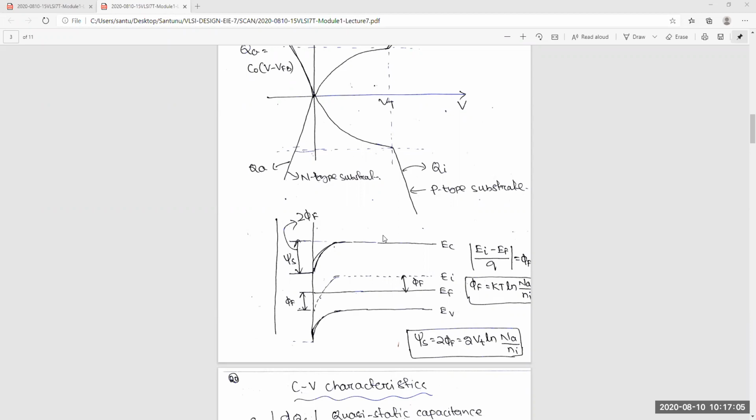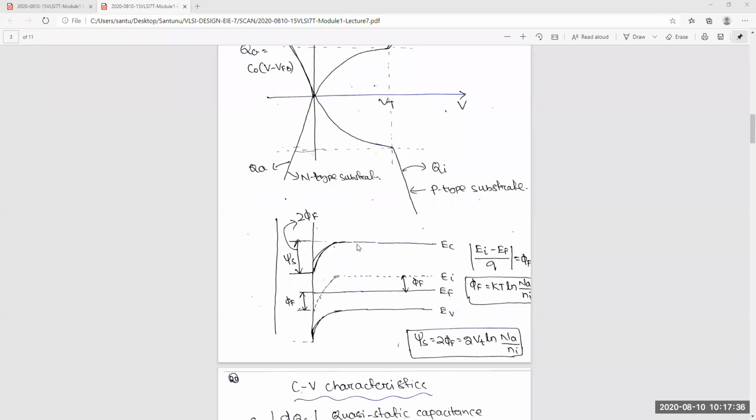So my intention is don't remember this formula, just visualize how it is coming. Okay, that phi s is equal to 2 phi f, how it is coming from the band diagram. Yes or no? Yes, sir. So don't remember that this is phi s is equal to 2 phi f.